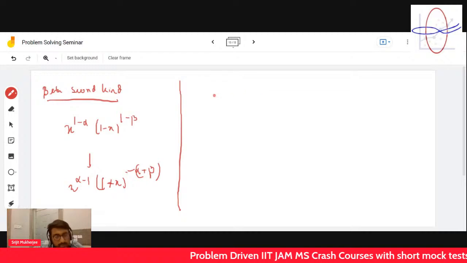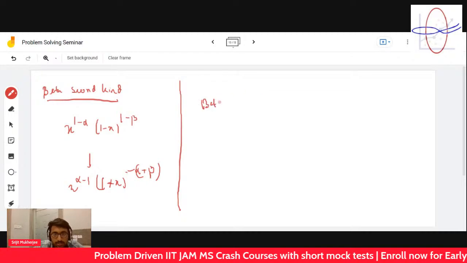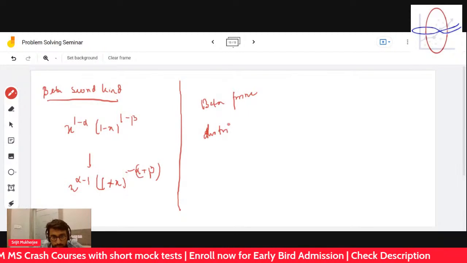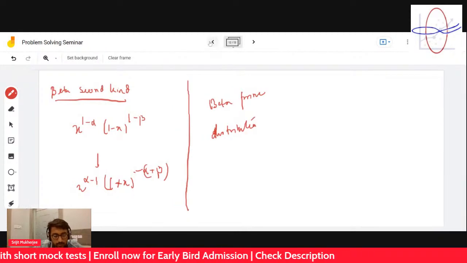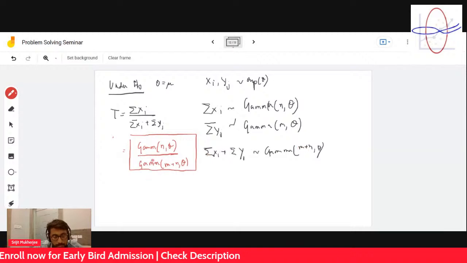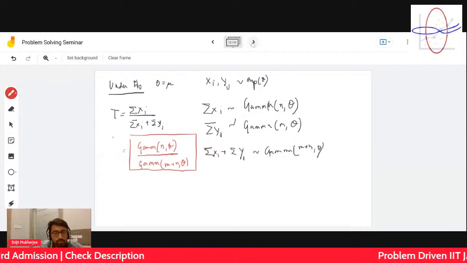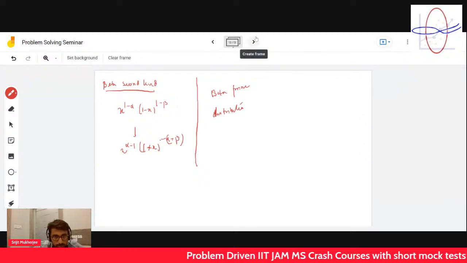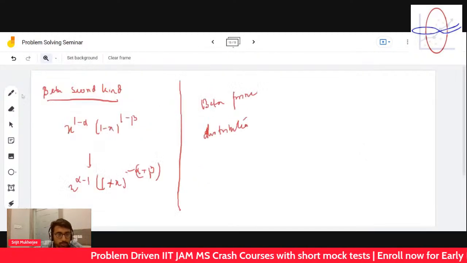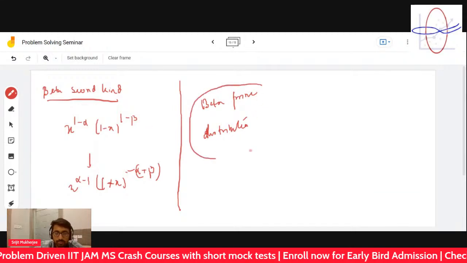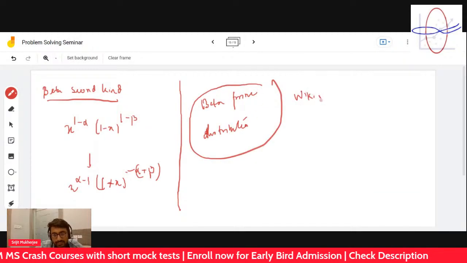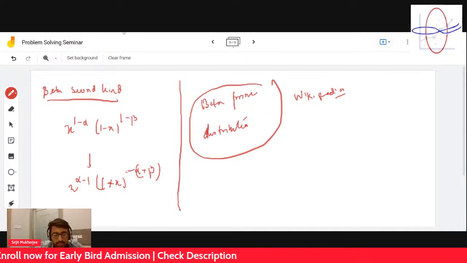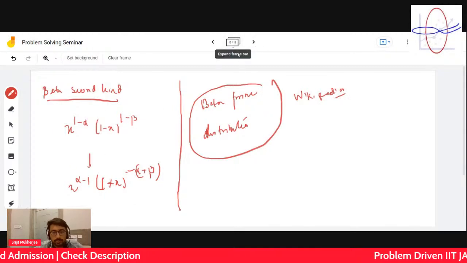So do your homework and read about this beta prime distribution, because there are multiple parameters here, m, n, and theta. Find out what the beta prime distribution is and what its relationship is. You find it on Wikipedia, and that's exactly the same as the second kind. Also, you don't expect this kind of problem in IIT, so don't memorize this, but it is something for your knowledge.